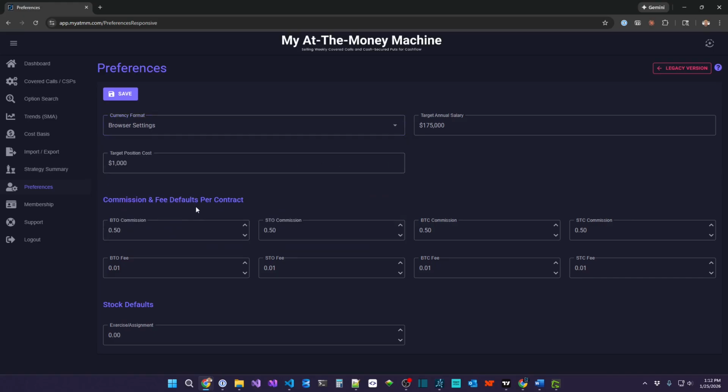Here are those commission and fee defaults. So for buy to open commissions, I have it set to 50 cents, and sell to open commissions. So you can see all of these: the buy to opens, sell to opens, buy to close, sell to close commissions and fees. You can set those defaults right here. And then also the stock defaults. If your brokerage charges an exercise or an assignment fee, that can go right there.